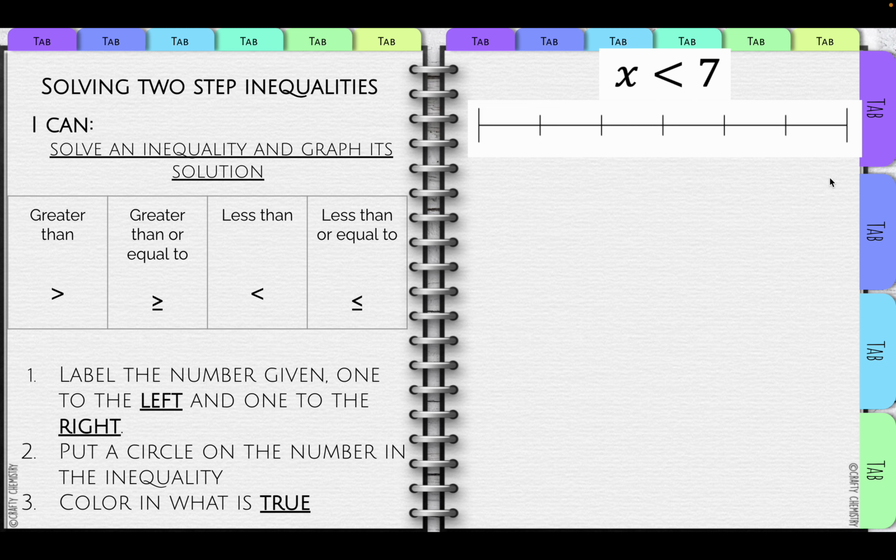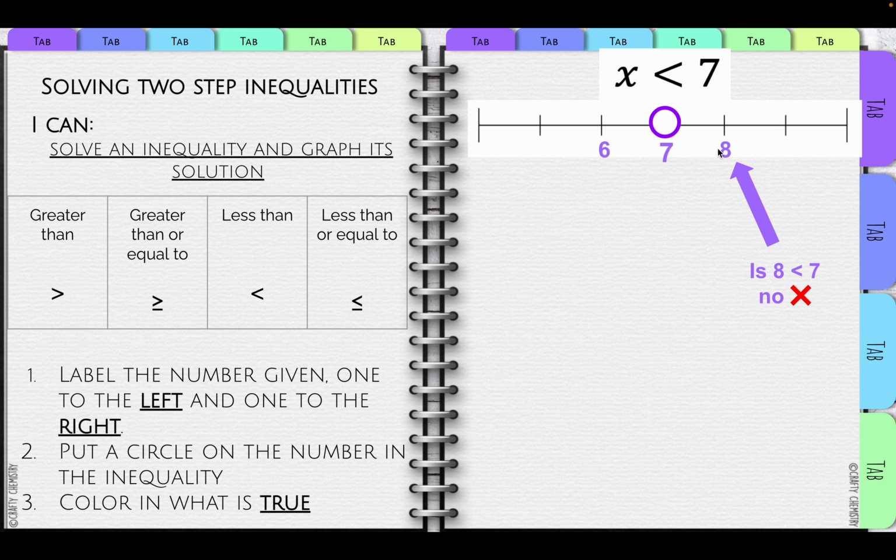x is less than 7. So I put 7 on my number line, and one number to the left, which is 6, and the number to the right is 8. Put a circle on the number, so on 7. I haven't colored it in yet, I don't know if I can. And we're going to pick test points.